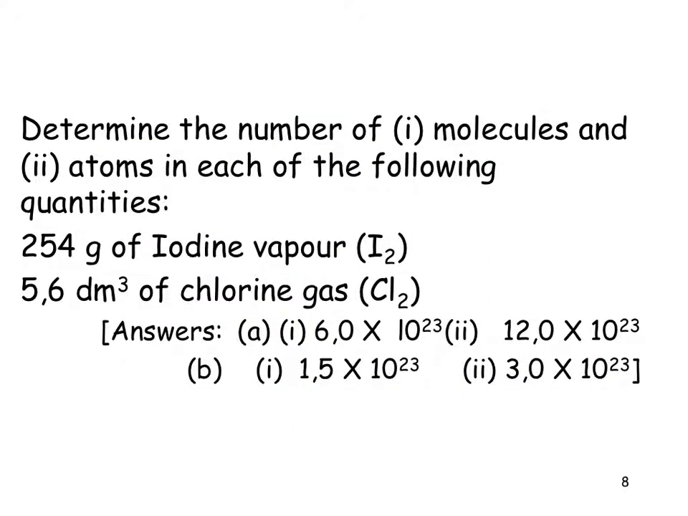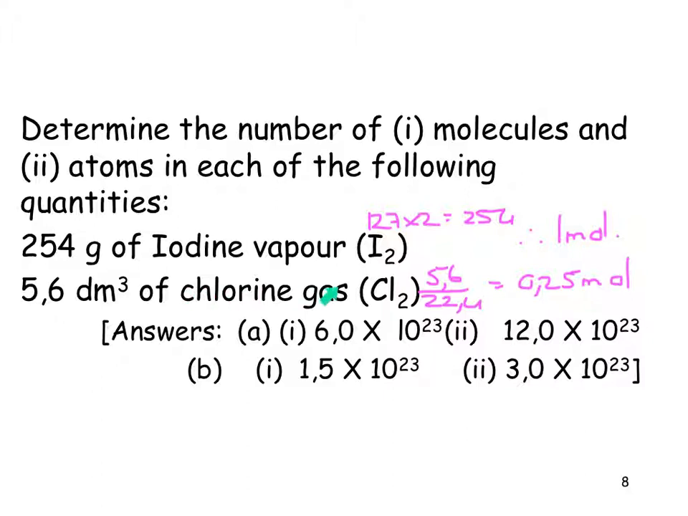Determine the number of molecules and atoms in each of the following. Again, press pause, try work through, and then we'll look at the answers. So first we can work out the number of moles of iodine vapor. It's I2, so it's 127 times 2. Mass over molar mass, 254 divided by 254, you get 1 mole of iodine vapor. Multiply that by Avogadro's number, and I've got 6 times 10 to the power of 23 molecules of iodine vapor. But how many atoms of iodine have I got? Well, for every 1 iodine molecule, there are 2 iodine atoms, so I double that number.